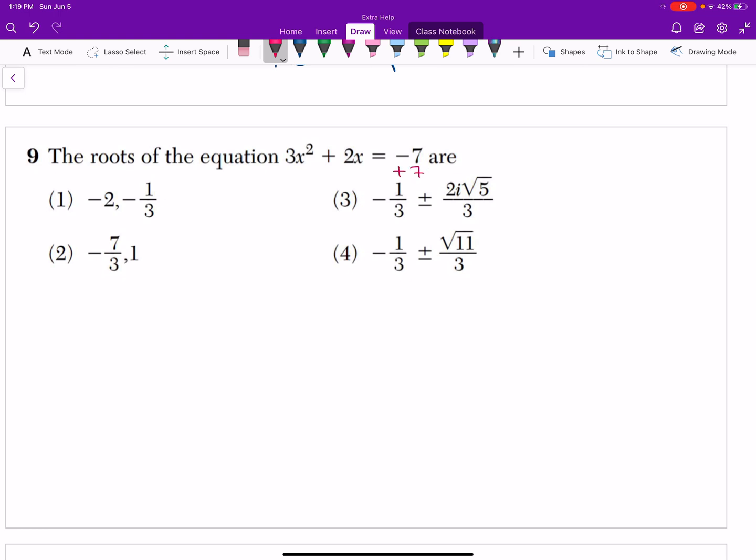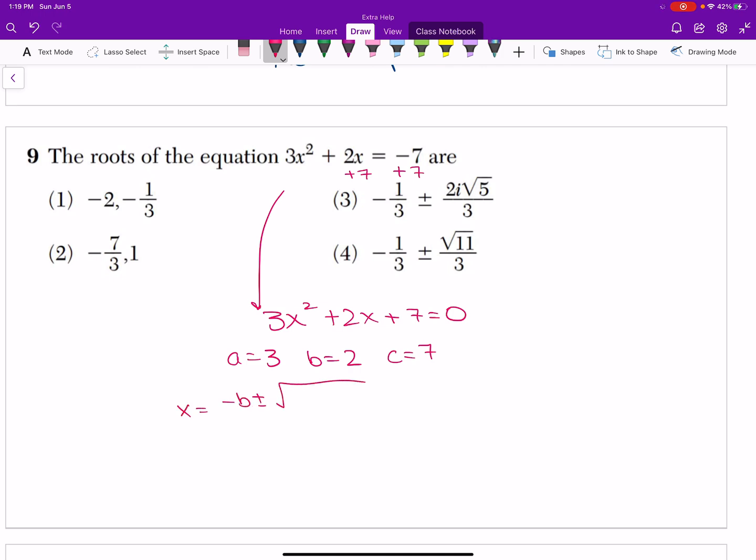But before we do that, we have to add the 7 over so that the whole equation is equal to 0. That means that our a would now be positive 3, b is positive 2, and c is positive 7. Your quadratic formula is on your reference sheet, so you do not have to have it memorized.